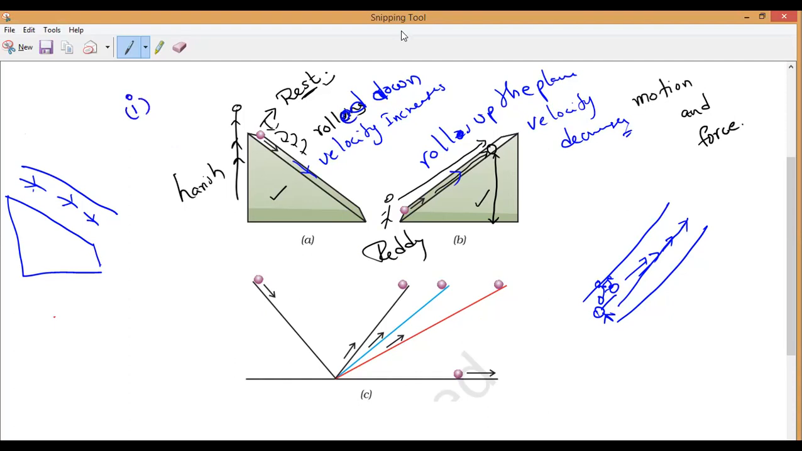What is the first conclusion made by him from this experiment? Everybody, what is the first conclusion? When the ball is rolled down, the velocity increases. When the ball is rolled up, the velocity decreases in the inclined plane. Yes or no, guys? That is the first conclusion. Second one, if you notice, if the inclination of any of the planes varies, then the ball will attain different heights. Is it yes or no?